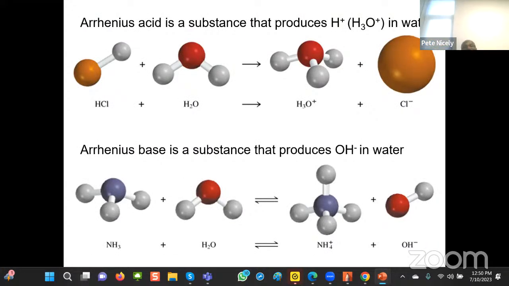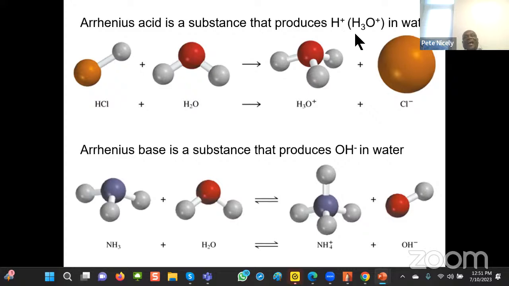Okay, now how do we define an acid? Well, the honest answer is it depends on who you ask, all right? So we're going to look at some definitions according to certain important chemists. The first definition we're going to look at is one given by a man by the name of Arrhenius. According to Arrhenius, an acid is a substance which, when added to water, produces the hydrogen ion.